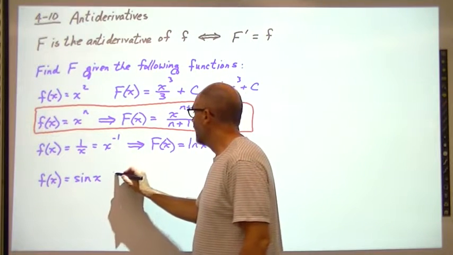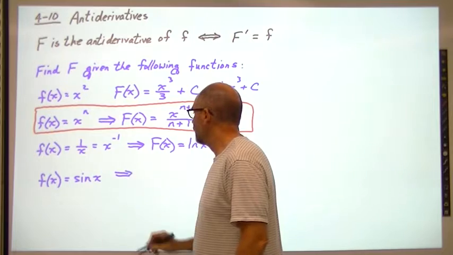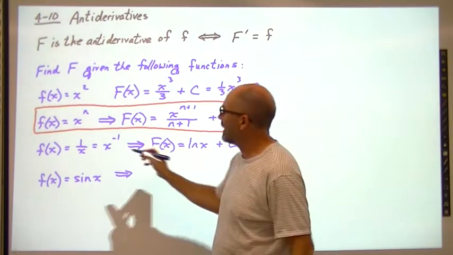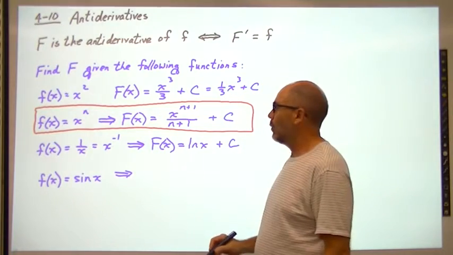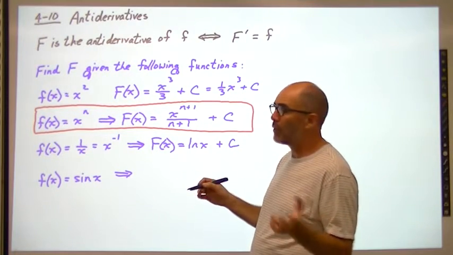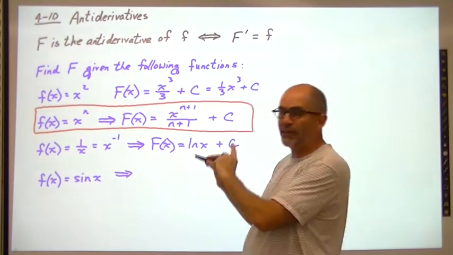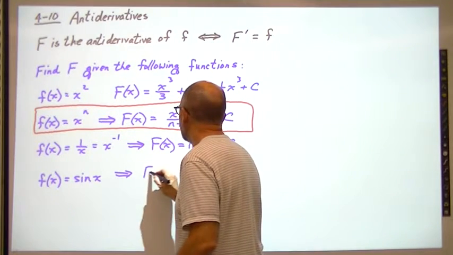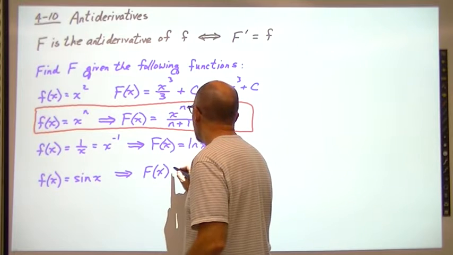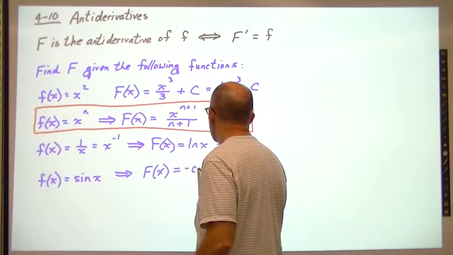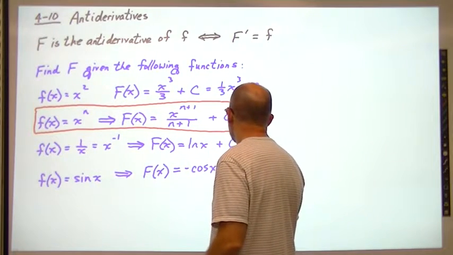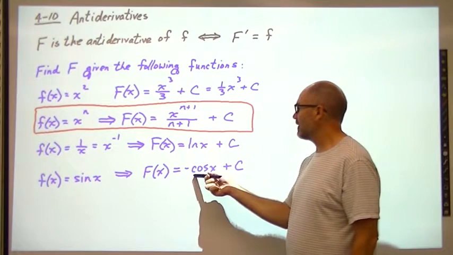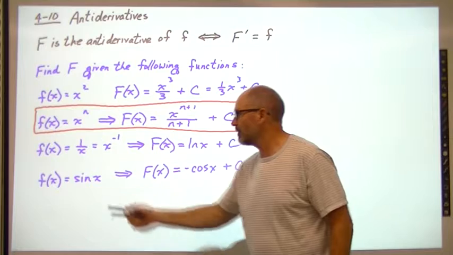Okay, now what if my original function is sine x? What's my antiderivative? So basically I need something that when I take the derivative of it, I get sine x. Well, you might think, oh, it's cosine x. Well, no, because for cosine x, the derivative is negative sine x. So that means the antiderivative of sine x has to be negative cosine x, plus c, of course. Now when I take the derivative of negative cosine x, I get positive sine x.